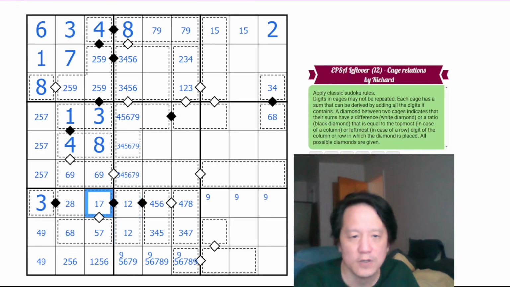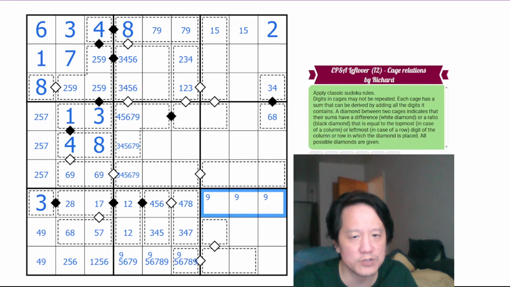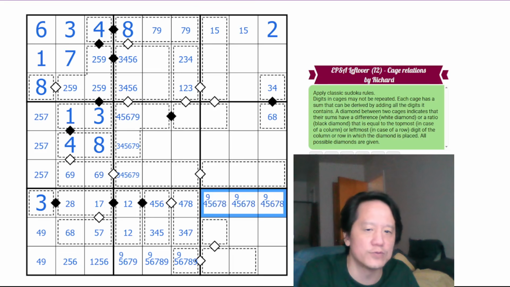So this is 1 or 2, and this is 1 or 2, which means we cannot have a 1 or 2 in the rest of the row. So this is 4 through 9 there.